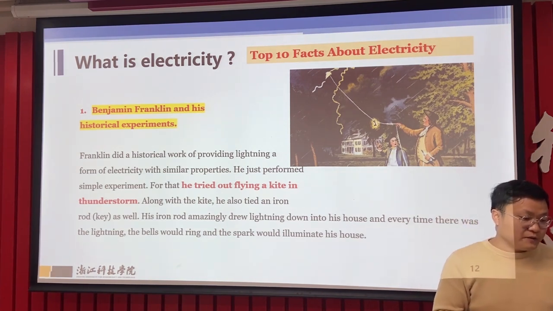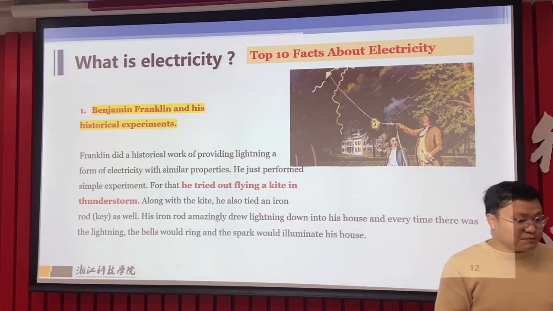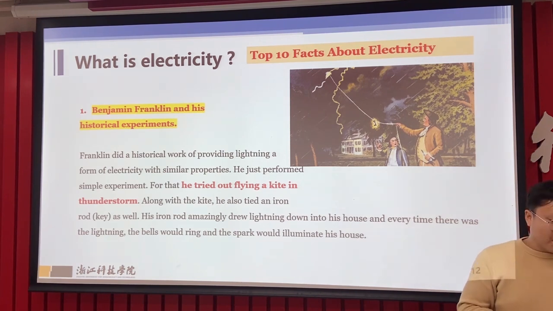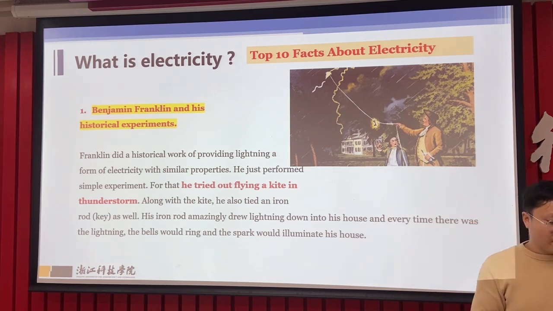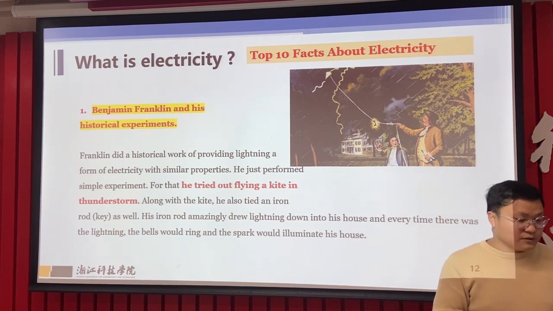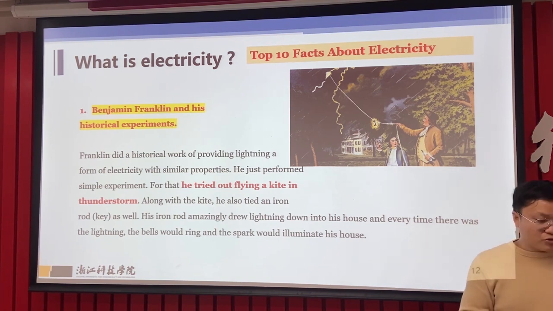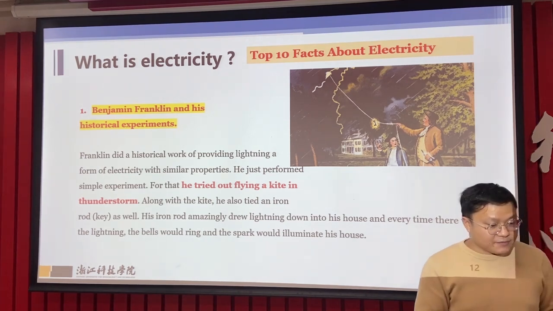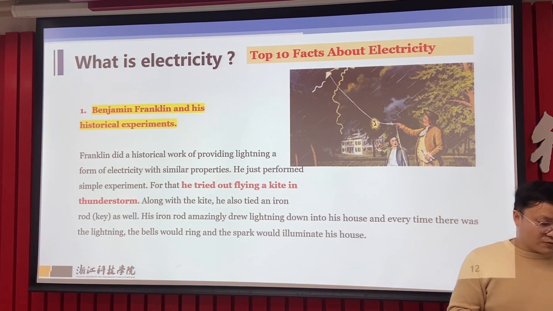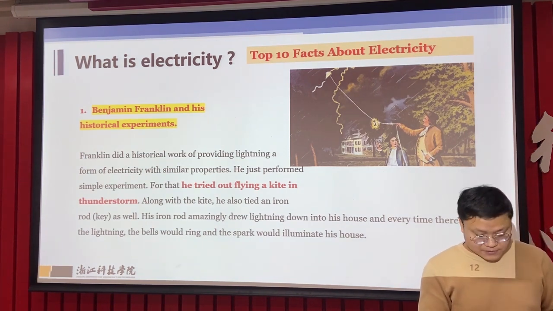Franklin did a historical experiment of proving lightning a form of electricity with similar properties. He just performed a simple experiment. For that, he tried out flying a kite in a thunderstorm. Along with the kite, he also tied a key as well. His iron rod amazingly drew lightning down into his house, and every time there was lightning, the bells would ring and the spark would illuminate his house.